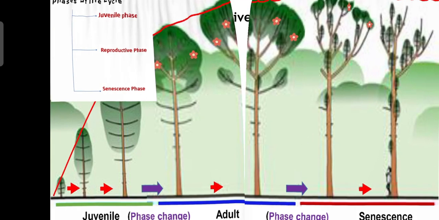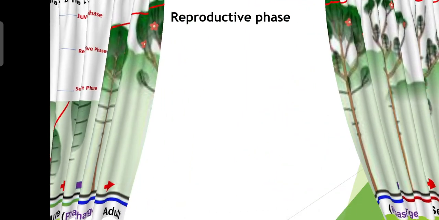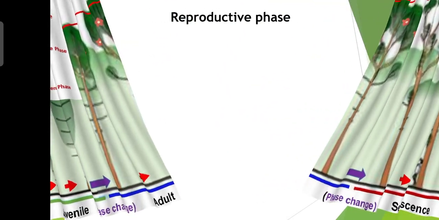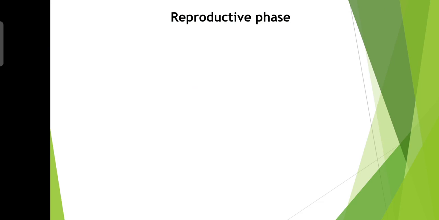Okay, so now we will study the reproductive phase in detail. Why should we study the reproductive phase in detail? Why not the juvenile phase and the senescence phase? Because this chapter is more focused upon reproduction, we have to study the reproductive phase here.